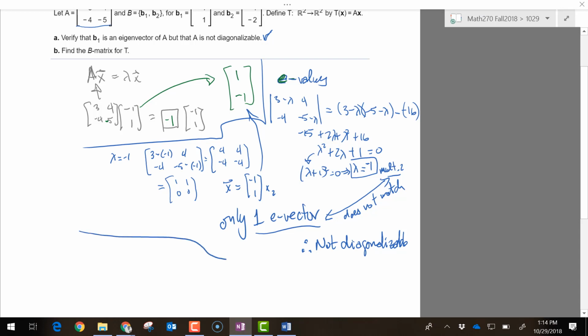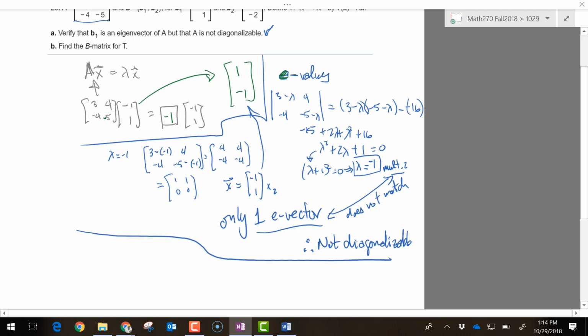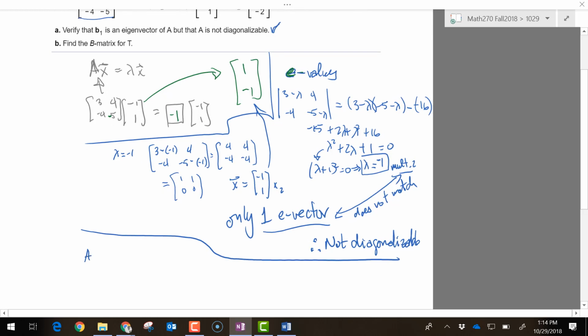Well, we have a matrix. This matrix A is a matrix for basis I and J. Or I guess they call it E1 and E2, right? The (1, 0) and (0, 1). So what we want to do is figure out what the results are.